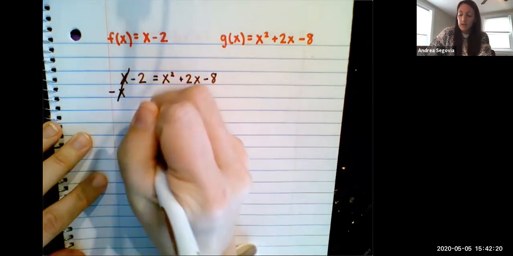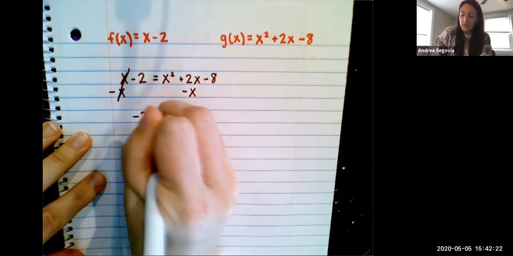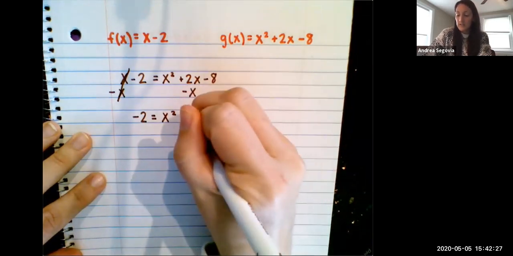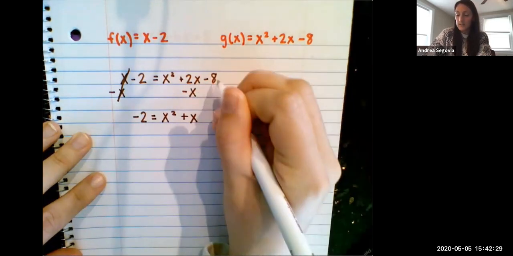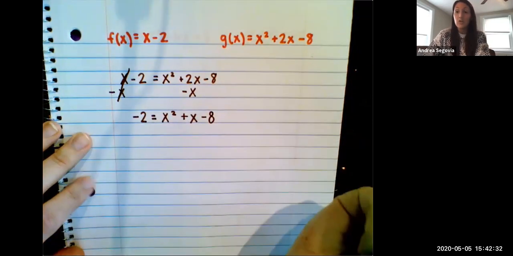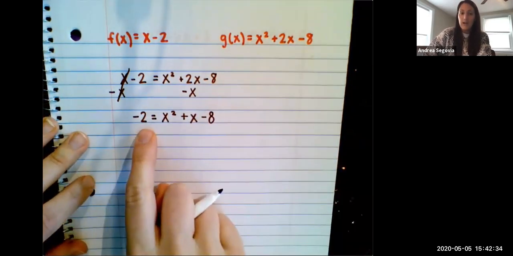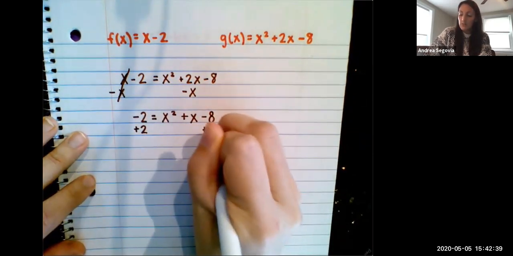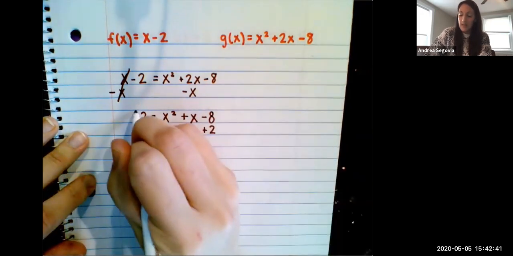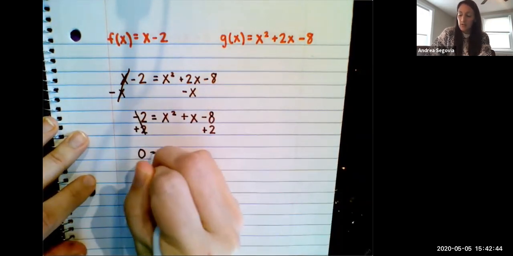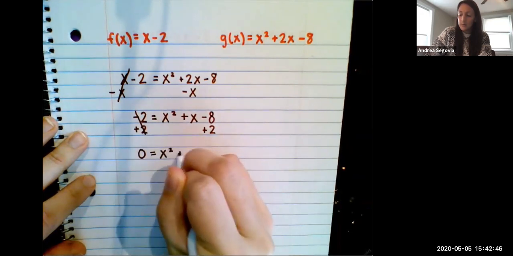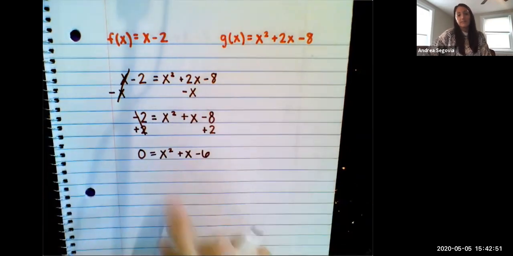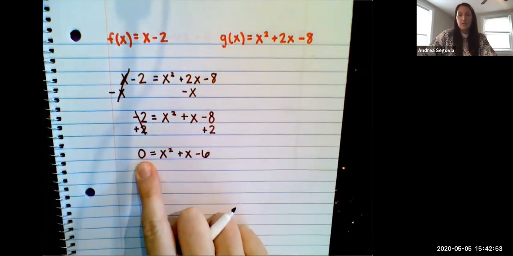That cancels here, and I'm left with negative 2 equals x squared plus 2x minus x just leaves me with 1x, and then I still have minus 8. So I'm close to getting to 0. Let's do it one more time. I have a negative 2 I have to get rid of, so we'll do inverse plus 2. Whatever I do on one side, I have to do to the other. That cancels and leaves me with 0 equals x squared plus x. Negative 8 plus 2 is minus 6. All right. So I did my second step. Now it's equal to 0.